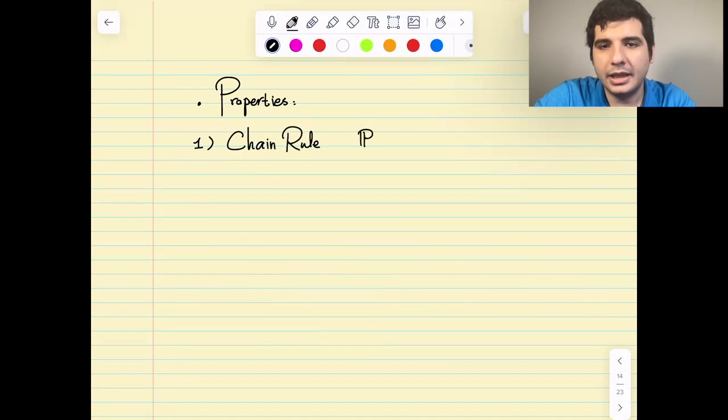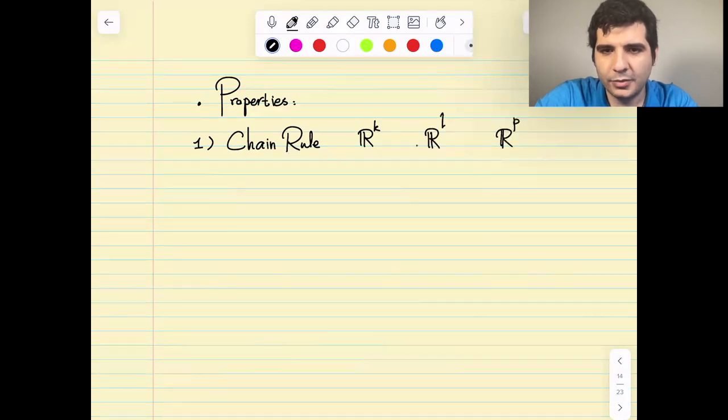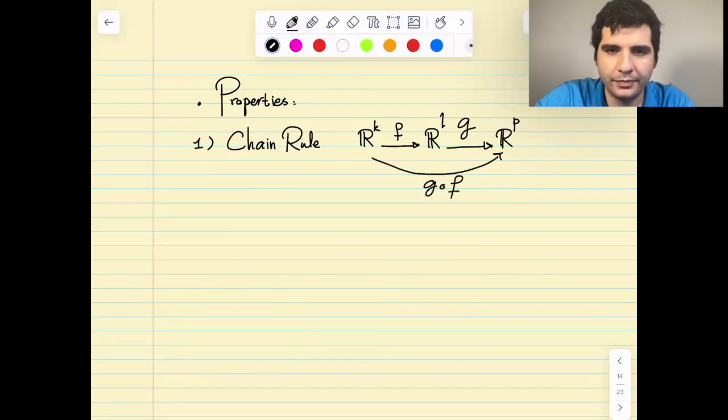What does that mean? Let's say we have three Euclidean spaces, R^k, R^l, R^p. And let's say we have two smooth maps, f and g, between them. We can define a new map from R^k to R^p defined by g∘f using the composition, right? Now we want to see what the derivative of g∘f at a point x is.